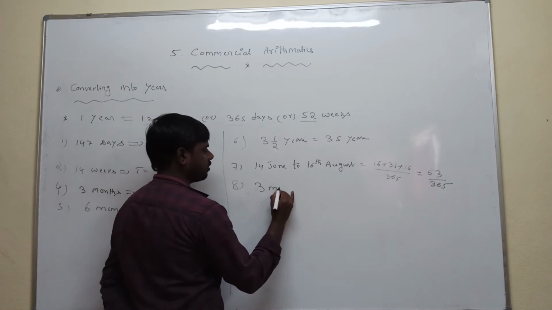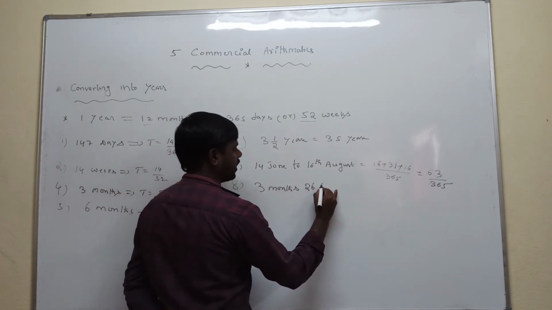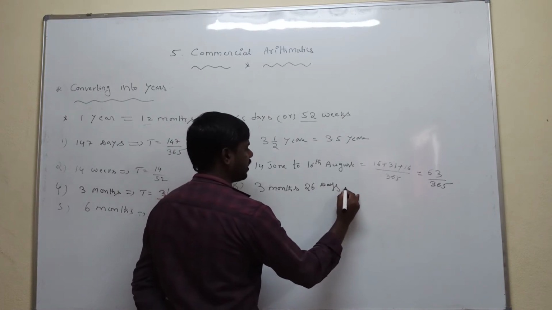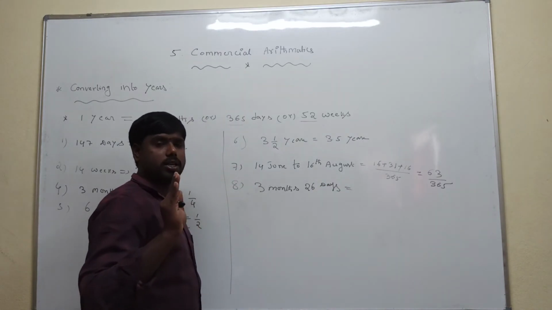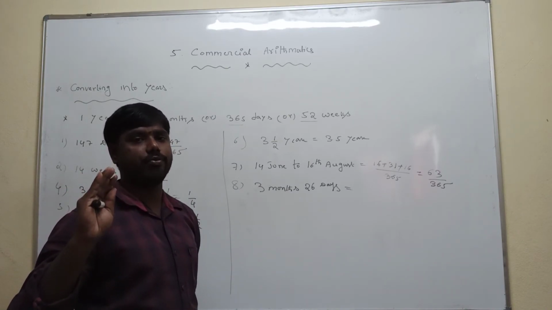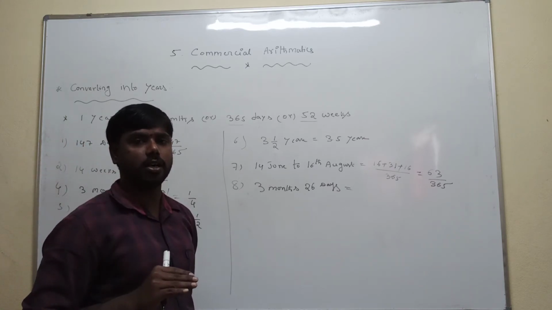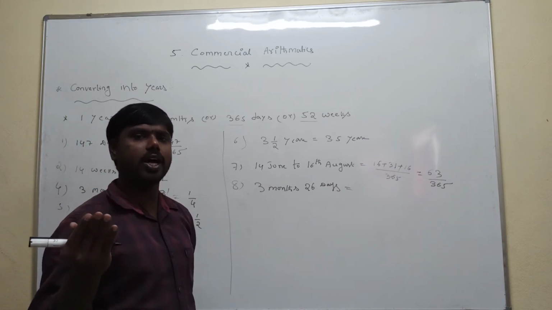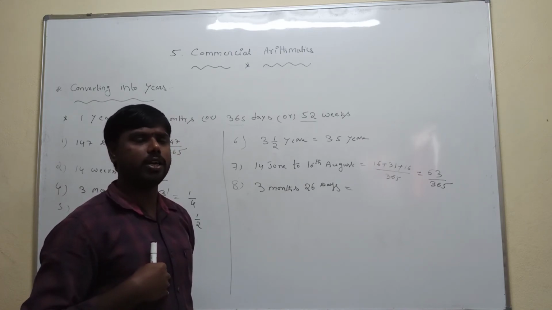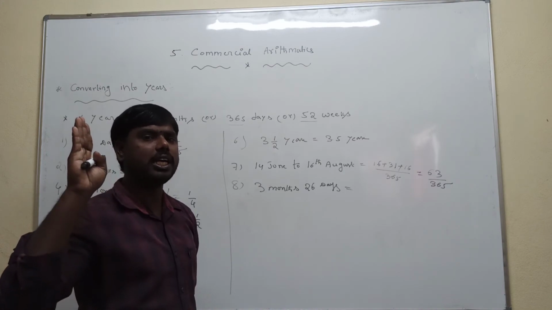3 months, 26 days. How to convert to a year? Here, in a year there are 12 months. 5 months have 30 days. 6 months have 31 days. 1 month has 28 or 29 days. That's why, when the month is not mentioned, every month we are taking only 30 days.